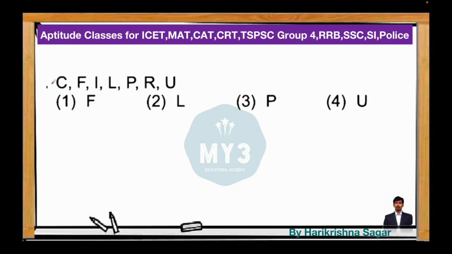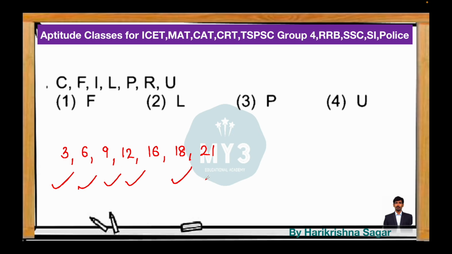So here, C is nothing but the third alphabet. I am directly writing because I remember the alphabet positions. F is the sixth alphabet, I is the ninth, L is the 12th, P is the 16th, R is the 18th, U is the 21st. If you observe these numbers, 3, 6, 9, 12, 18, 21, all these numbers are in the 3 table. But is 16 in the 3 table? No. So the odd man out must be 16. That means P, mark the answer as 3. Hope it is clear. Moving forward to the next question.